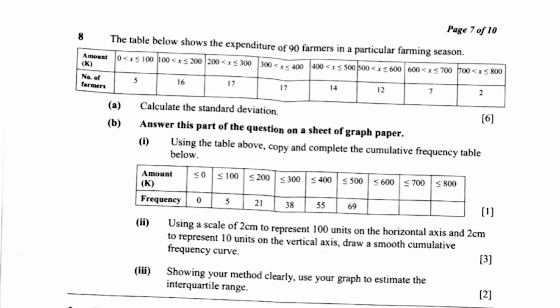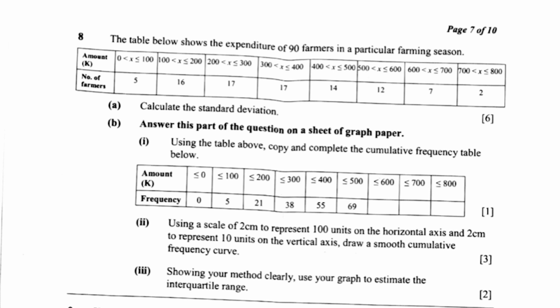Part B of this question is asking us to complete the table given below. They're saying, using the table below, answer this part of the question on a sheet of graph paper. We'll come to that. But first, we've been asked to copy and complete the cumulative frequency table that is given below. I'm sure you're able to see the cumulative frequency table.